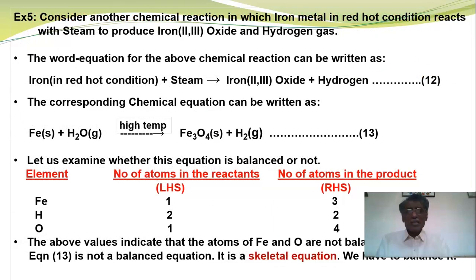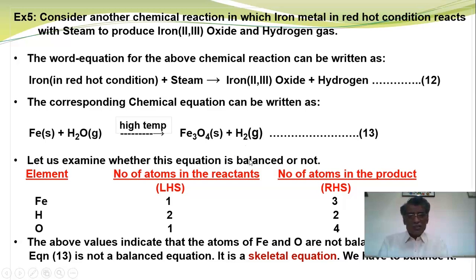Now consider another chemical reaction in which iron metal in red hot condition reacts with steam to produce iron (II, III) oxide plus hydrogen gas. First the word equation: iron in red hot condition plus steam gives iron (II, III) oxide plus hydrogen. The chemical equation is Fe(s) plus H2O(g), because it is steam, at high temperature, 500 to 600 degrees centigrade, giving rise to Fe3O4 solid plus H2 gas.